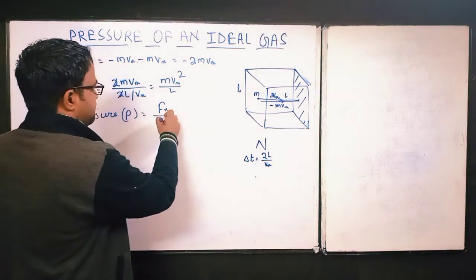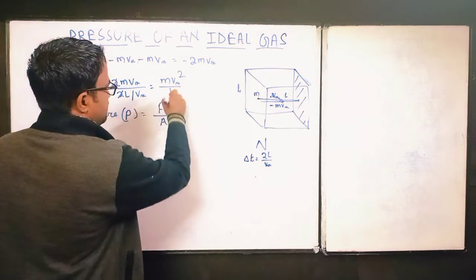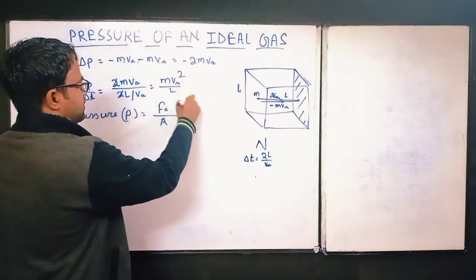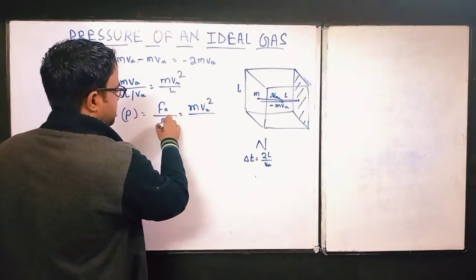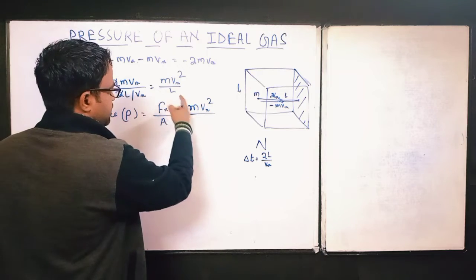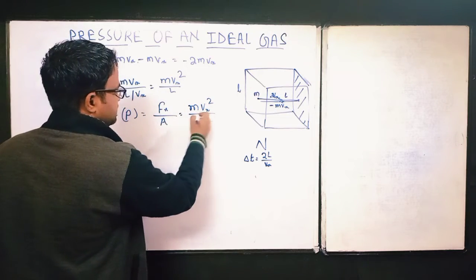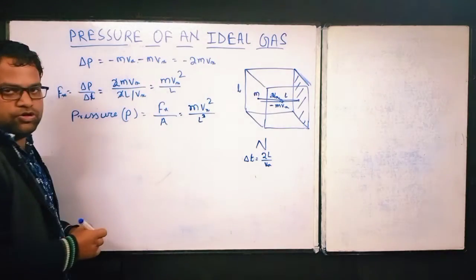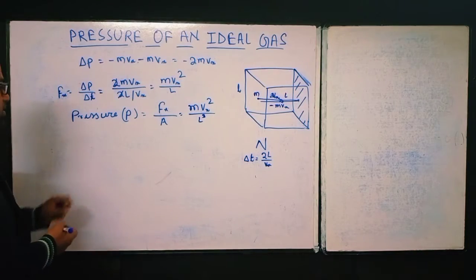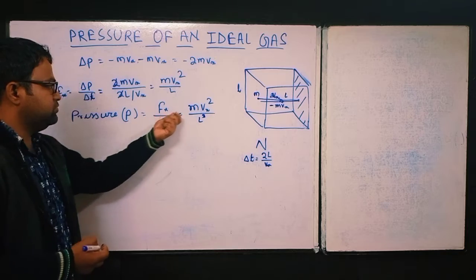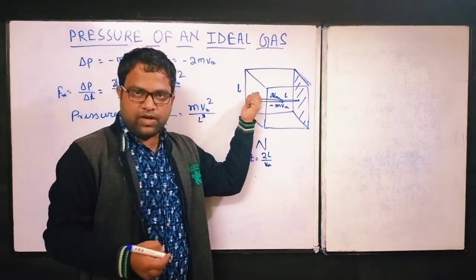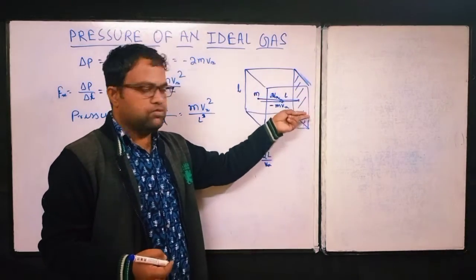So F by A, where F is this one: mvx square by L, and the area is L square, so we get L cube, or volume, basically. So this is the pressure by only one molecule on the wall.